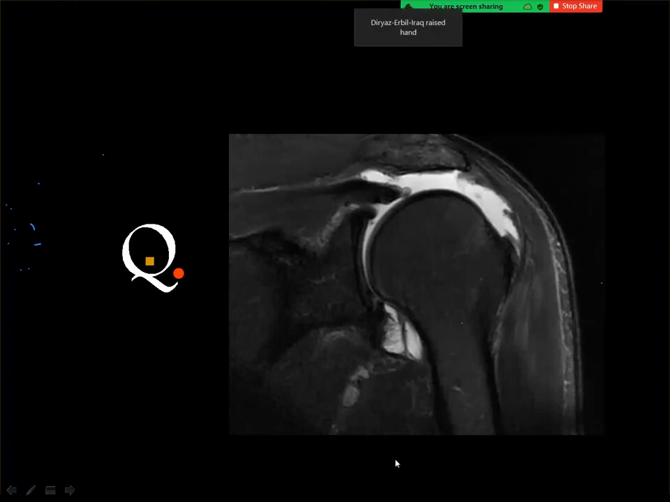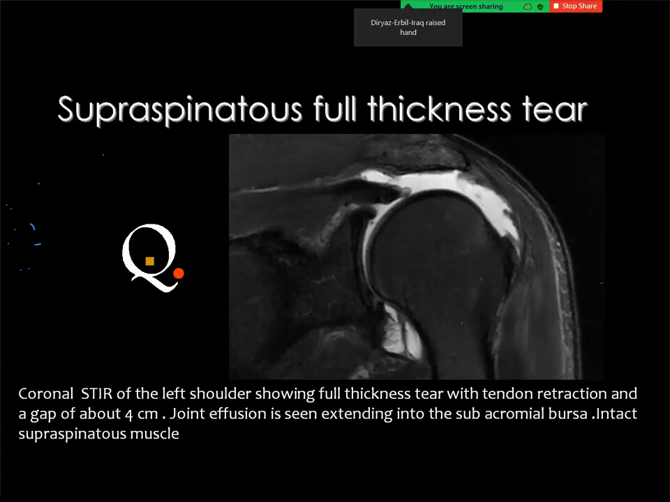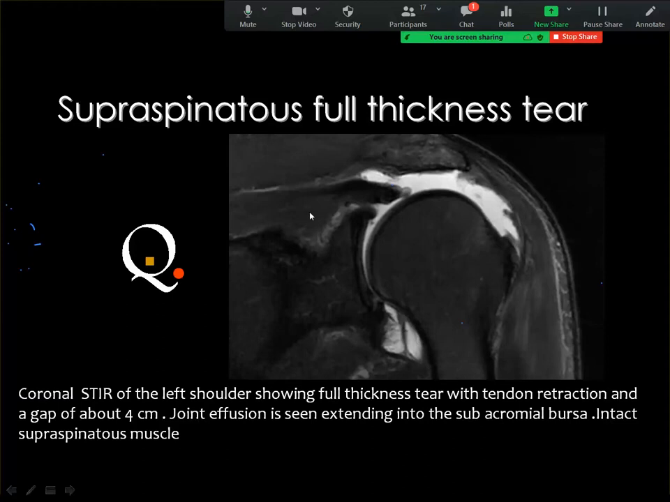Supraspinatus, complete. Yes, a supraspinatus full thickness tear with retraction. You should measure the distance between the edges of the tendon, and also look at the extent of the tear. Complete supraspinatus tear. Sorry.